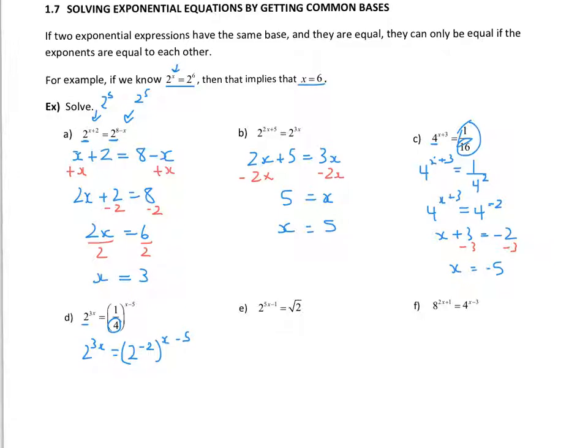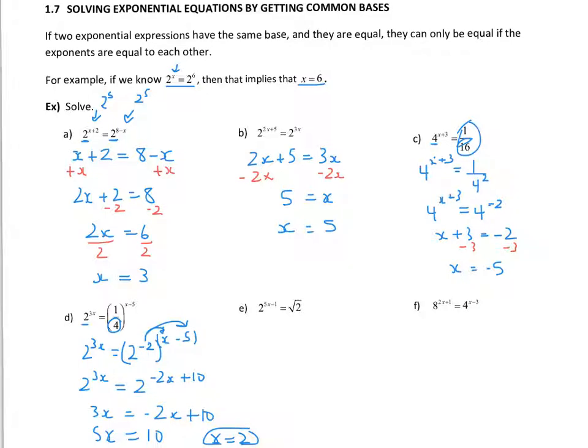I'm going to apply the power of a power rule and multiply that negative 2 to both of these terms here. So 2 to the 3x is equal to 2 to the negative 2x plus 10. And then that means that 3x would have to equal negative 2x plus 10. And then I would add 2x to both sides and get 5x equals 10. Divide both sides by 5. I'm going to get x is equal to 2 for that question.